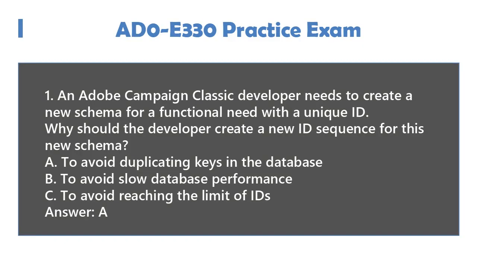One. An Adobe Campaign Classic developer needs to create a new schema for a functional need with a unique ID. Why should the developer create a new ID sequence for this new schema? A. To avoid duplicating keys in the database. B. To avoid slow database performance. C. To avoid reaching the limit of IDs. Answer: A.